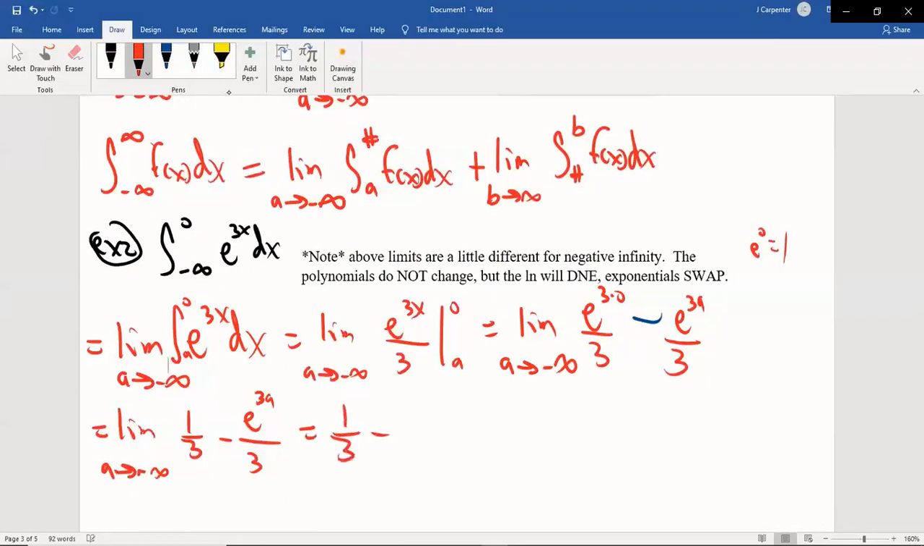This is 1/3 minus 0. The limit as a goes to negative infinity of e to a positive term is actually 0. Because e to the negative infinity will go to 0. 1/3 minus 0 is 1/3. There we are.